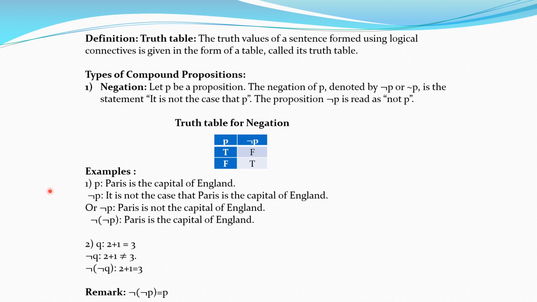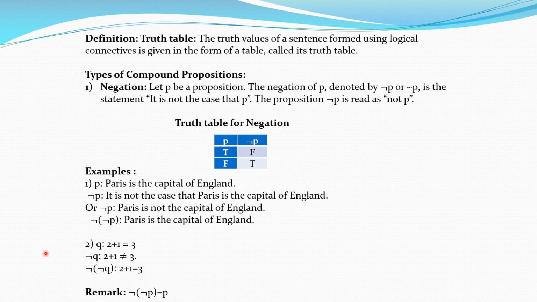Now see some examples. Suppose P is the statement Paris is the capital of England. Now what is the negation of P? It is not the case that Paris is the capital of England. Or we can write directly, Paris is not the capital of England. Now, if you consider negation of negation P, then the nots get cancelled. So, Paris is the capital of England. Actually, negation of negation P is the same as our original statement P. So, in terms of logic, P and negation of negation P are logically equivalent.